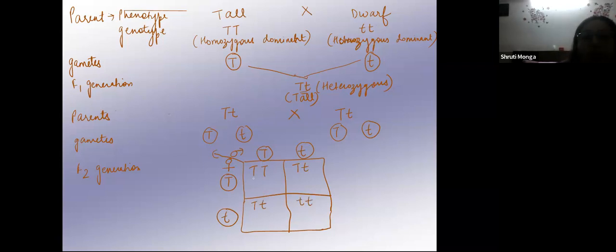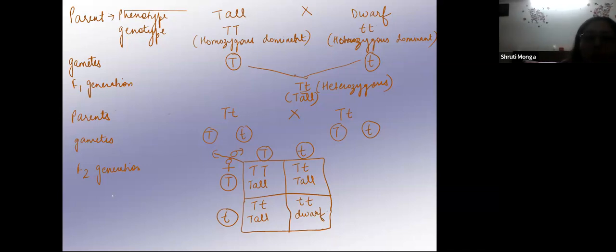You can write the phenotype in the Punnett square only. Like capital T, they are tall plants. So write tall here only. This will also be a tall plant because it has got capital T in it. This is small t, which means the plant is dwarf in height. Okay, you have obtained the F2 generation.